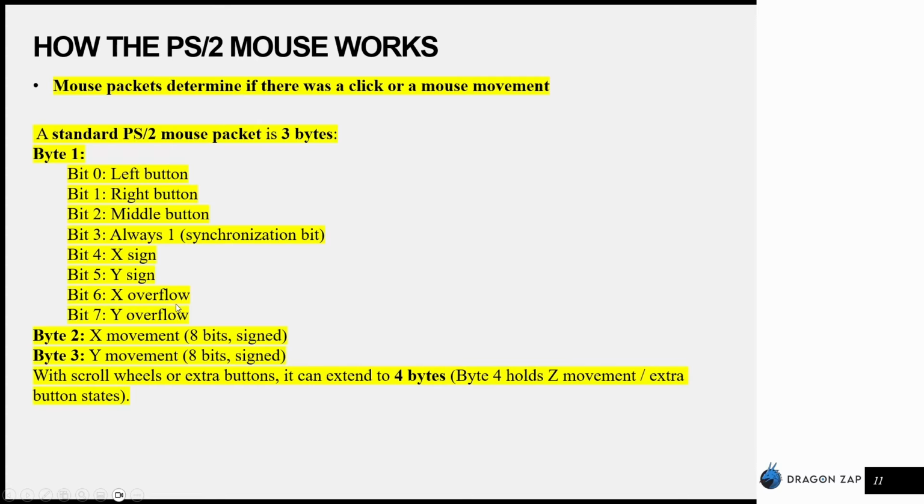Bit 6 is the X overflow. Bit 7 is the Y overflow. You do not need to worry about any of those. Only the left button, right button, and middle button bits. That's all you need to worry about, because the X movement is in byte 2 and the Y movement is in byte 3. That's why you don't need to worry about those overflow bits and so on.